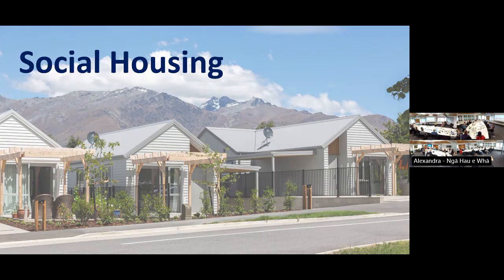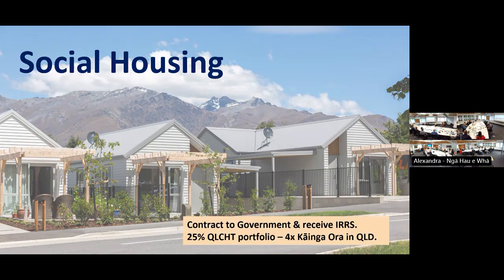So we currently have about 25% of our portfolio is social housing. So we contract to the government. We take people off the New Zealand social housing register. We put them into our homes. The government sets their rent at 25% of their income, which if you're on the pension is around $125 a week, and then the government tops us up to full market rent. So it's a win-win for us and the household. We get full market rent, the household pays what they can afford, and the government is carrying the subsidy rather than the local trust or council.